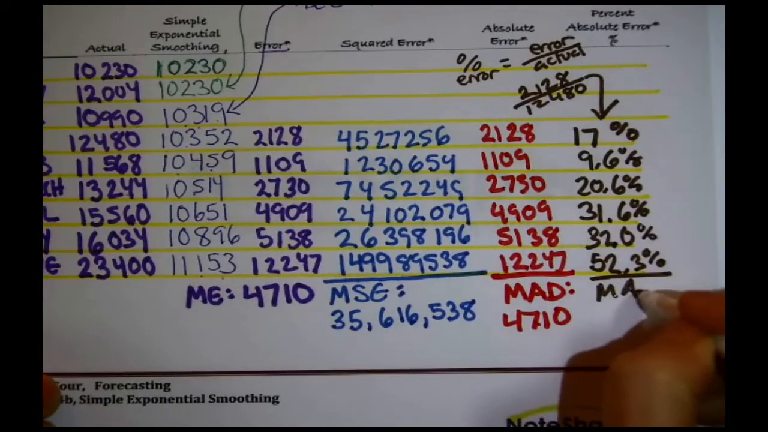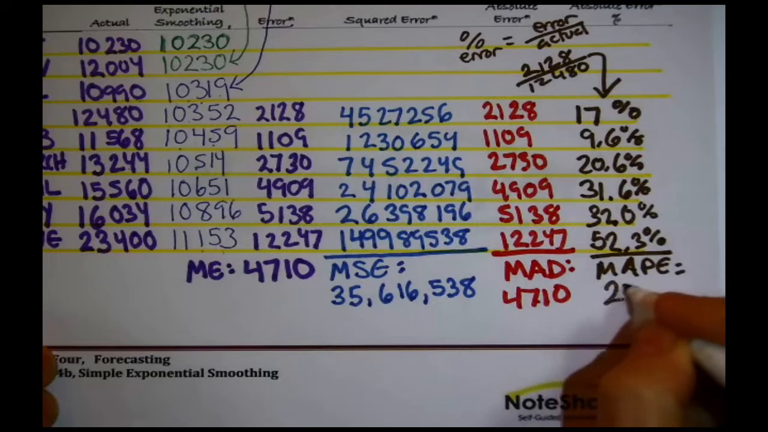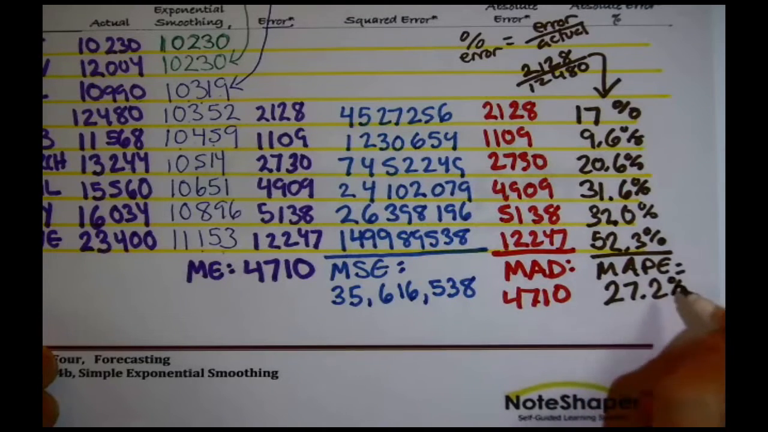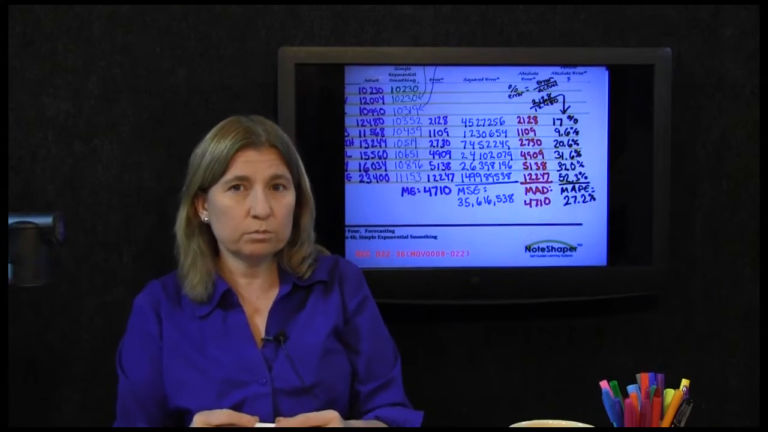Average those together, that's known as the mean absolute percent error, and I get about 27.2%. On average, you were off if you had been using this technique by about 27%.